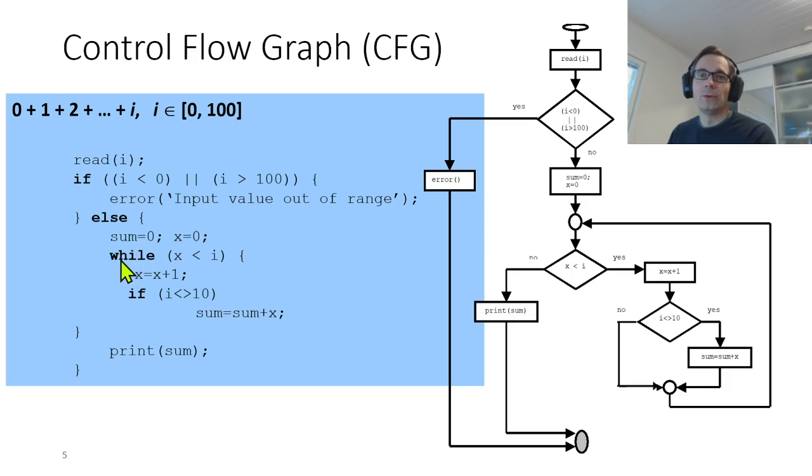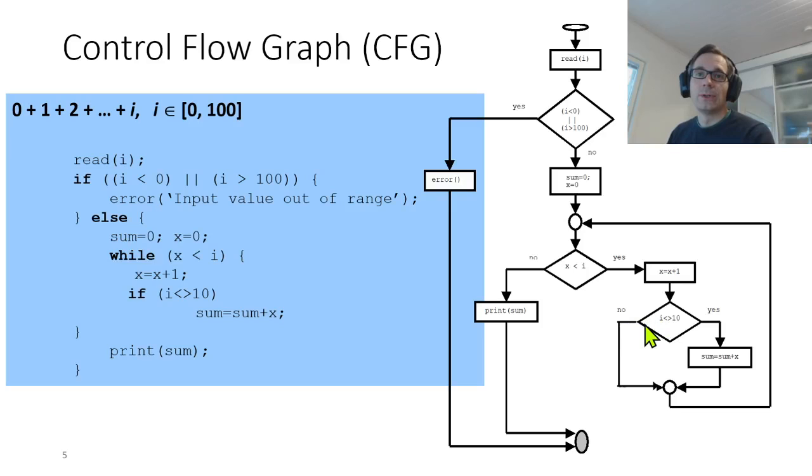Next, we go into the while loop. So as long as x is less than the input value I, now this corresponds to this diamond shape here. If this condition is not satisfied, we jump to printing out the sum value. If this condition, however, is satisfied, so x is less than the I, we increase the value of x by adding 1 to it, which corresponds to this line over here.